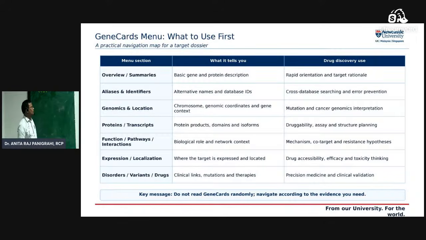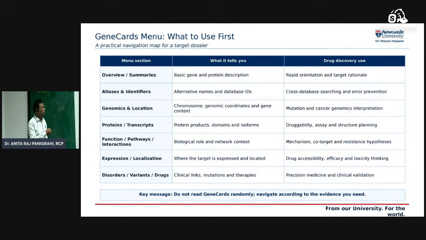Next slide. A practical navigation map for a target dossier. This is not a menu section, because later, when you open the gene cards, this is what you will see on your left-hand side, and it tells you about each and everything: basic gene and protein description, aliases, chromosome, protein products, biological role, where the target is expressed, clinical links, and what its use is. Because we must be very clear whenever you are searching: you need to know where to search, and there is a lot of information, but you need to know what exactly to look for.